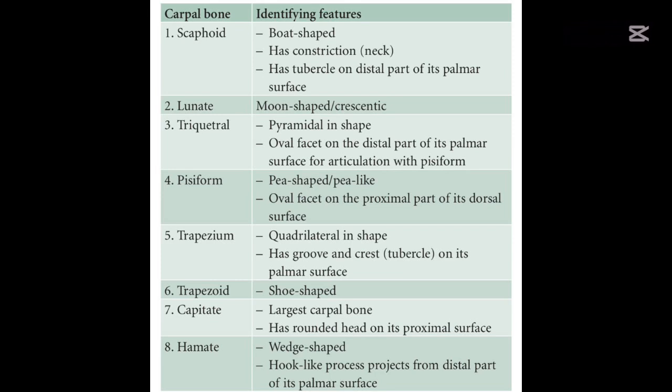The hamate is a wedge shape. You call it the hook because it has a process which is hook-like. So you call it the hook of the what? Hamate. Hook of the hamate.